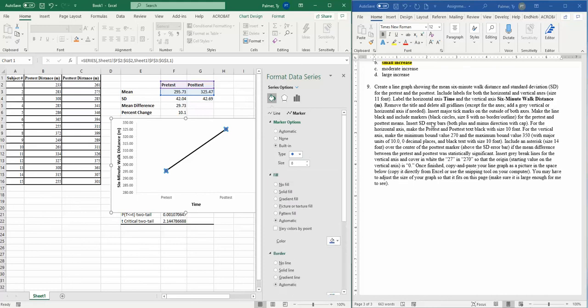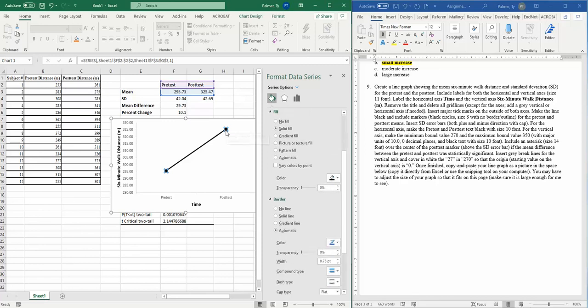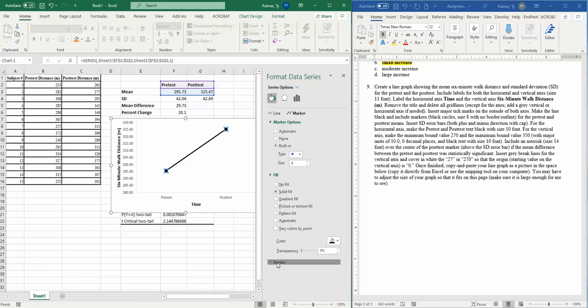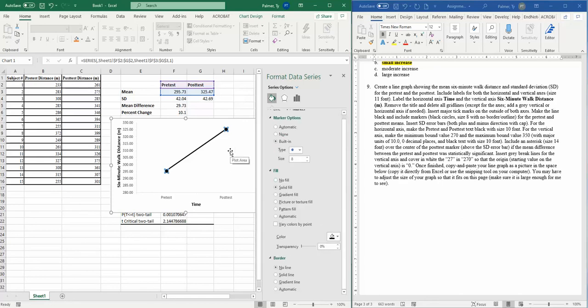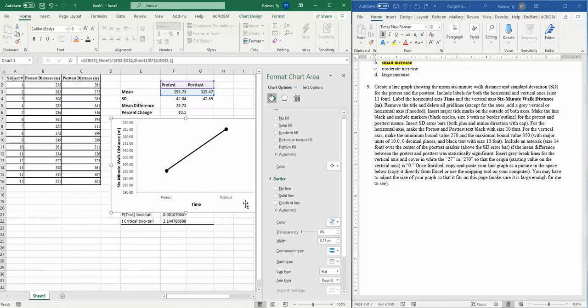We still need to make these markers black circles. And so if we go to Fill, we go to Solid Fill, and then we go down to Color, we can change it to black. That makes the circles black. One final thing, it says these markers need to have no border or outline. So while these markers are still highlighted, if we go to Border, which is down below, and we go to No Line, that removes the outline, that removes the border of those markers, which is what the instructions state for us to do.